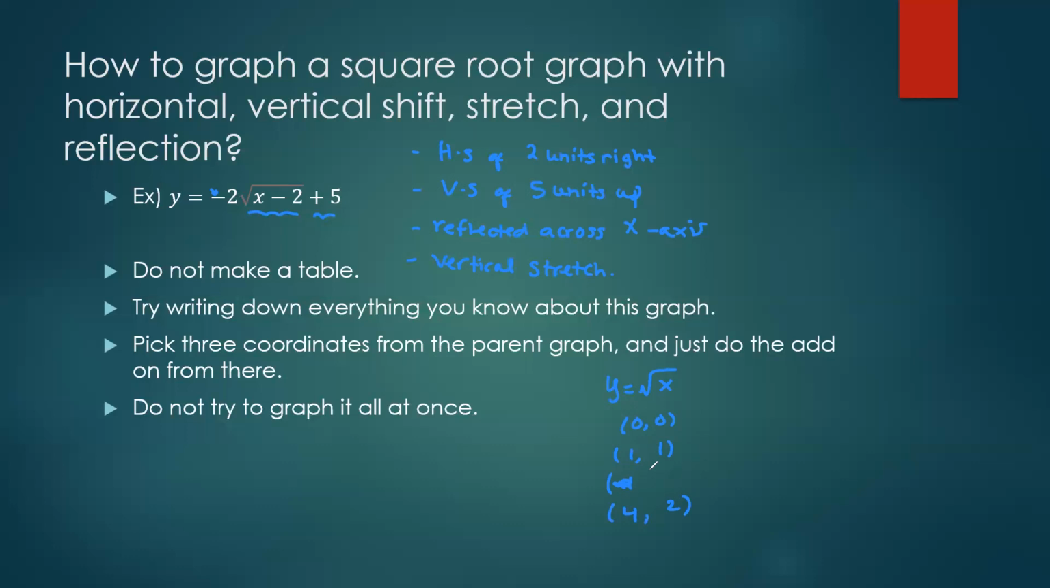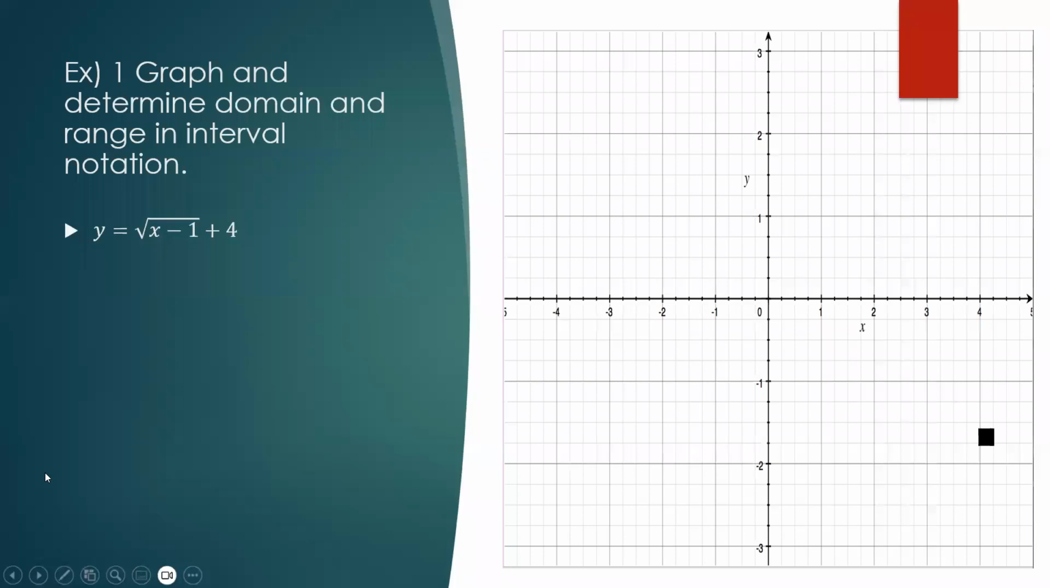It's actually easier than it looks. And do not try to do it all at once, because if you do it all at once, you can easily make a mistake. Okay, so let's start graphing. Let's start with graph 1. We have y equals square root of x minus 1 plus 4.